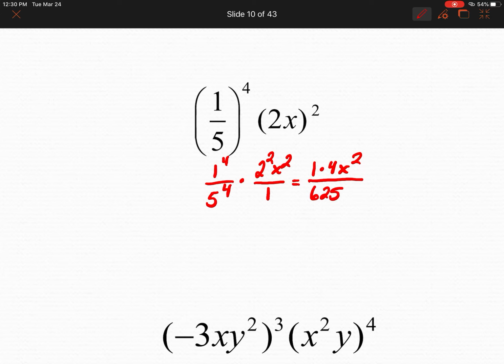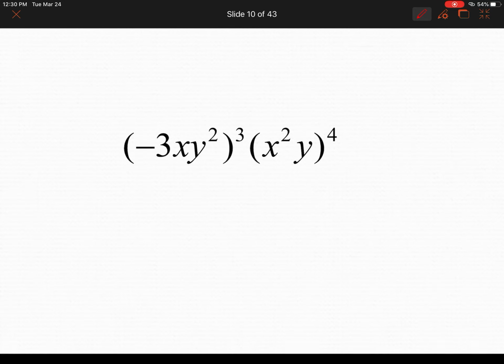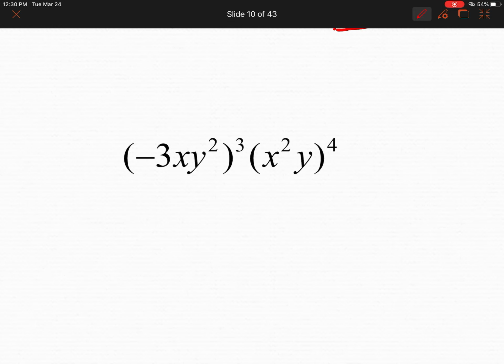So 5 to the fourth power is 625 times 1, which is just 625. And so on the top, there's no need to have the 1. And so we can just rewrite this as 4x squared over 625. And we have our final answer. Again, no product rule comes into play there. And so that's all we do.